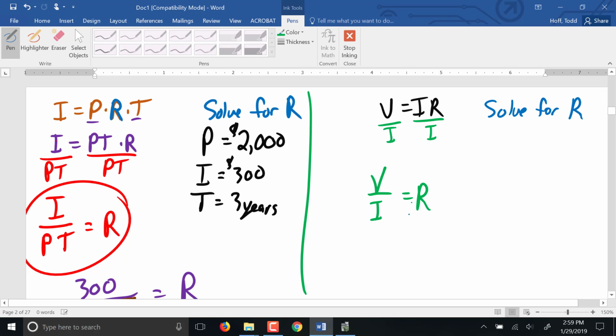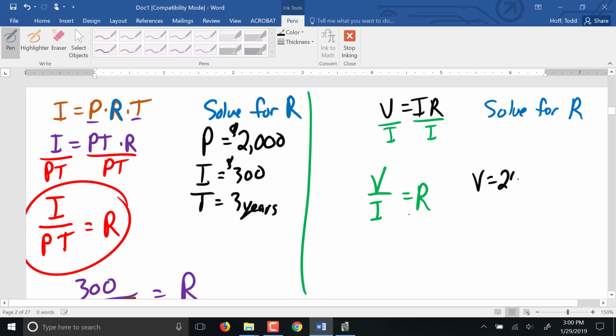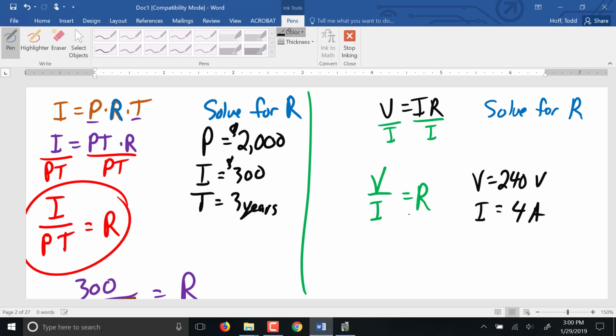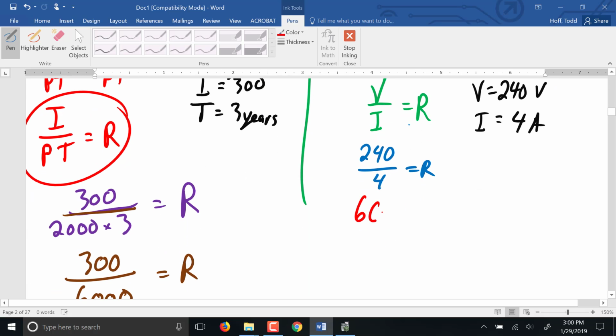And now I can find values for voltage and current. Just put them in there and divide. Let's say I have 240 volts, and my current equals 4 amps. All I have to do, put 240 over 4 equals R, and I can divide that out. 240 divided by 4 is 60 ohms. I've got a resistance of 60 ohms.